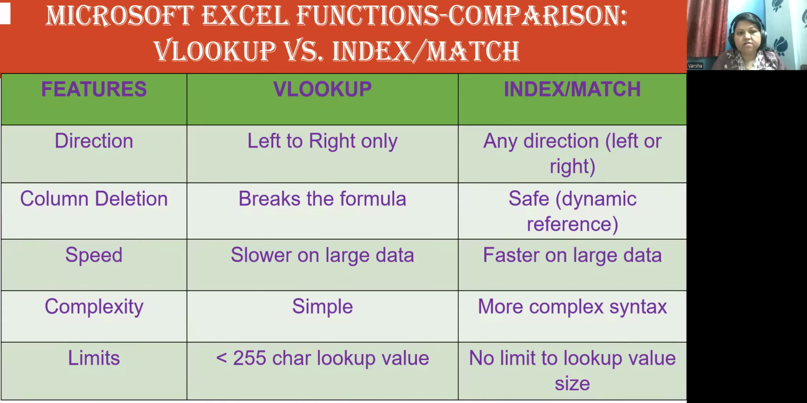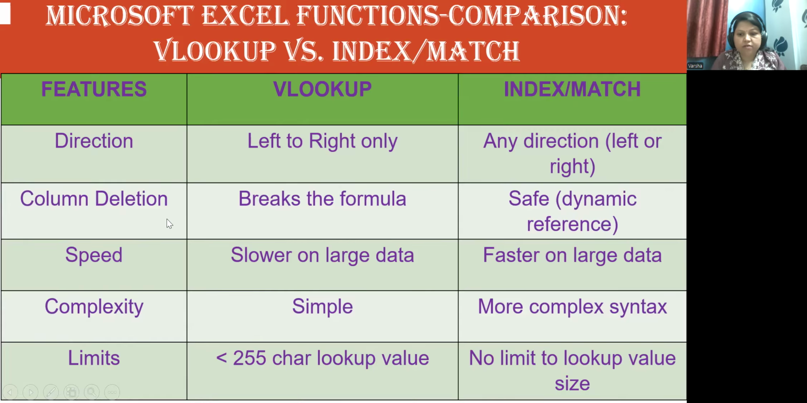Microsoft Excel functions comparison. Let us see the comparison of the VLOOKUP as well as INDEX MATCH functions. Three columns are there: features, VLOOKUP, and INDEX MATCH. Feature-wise, direction: VLOOKUP works left to right only. So left to right only you can search any particular data. You cannot go to the left side of that particular column. INDEX MATCH can work in any direction, left or right.